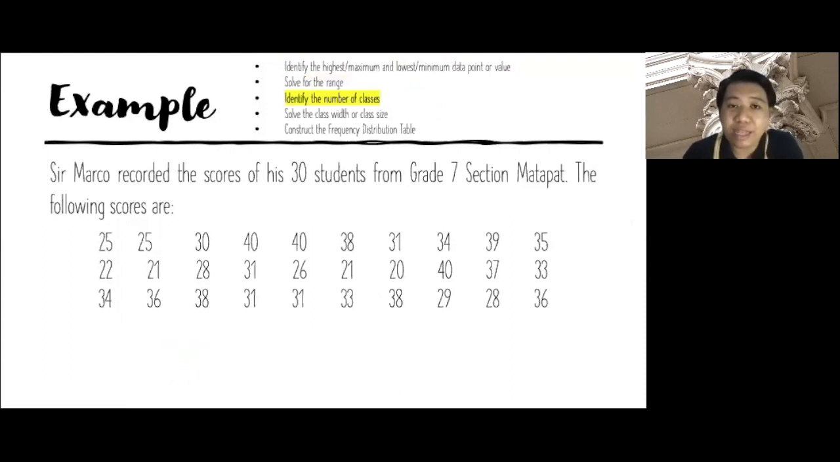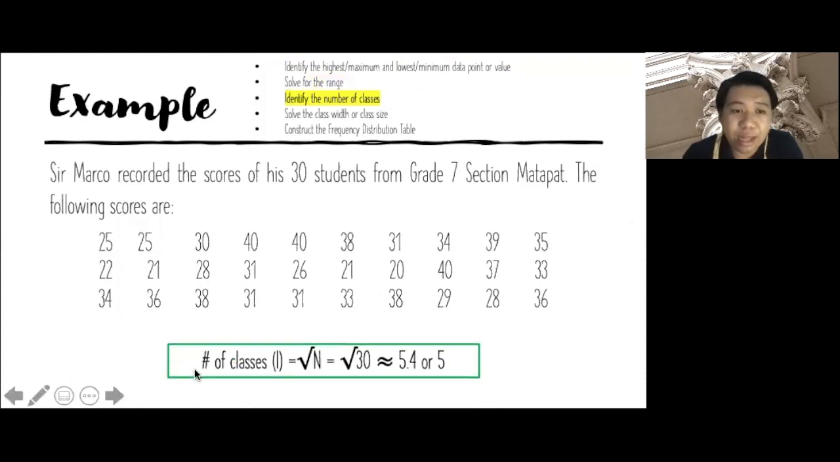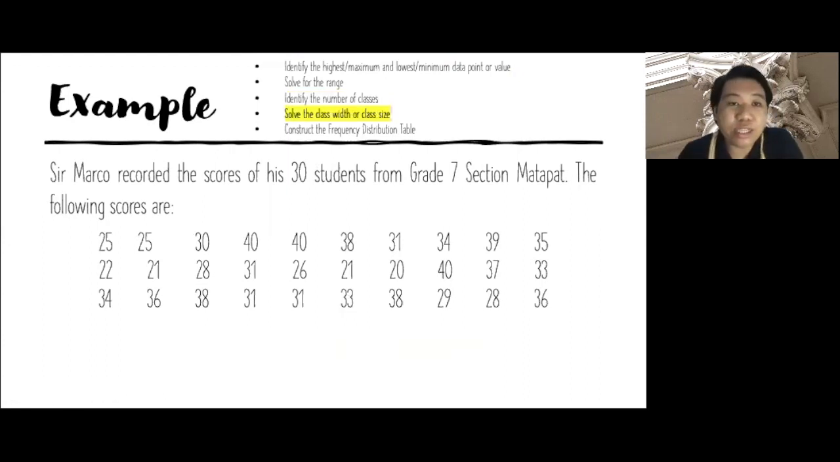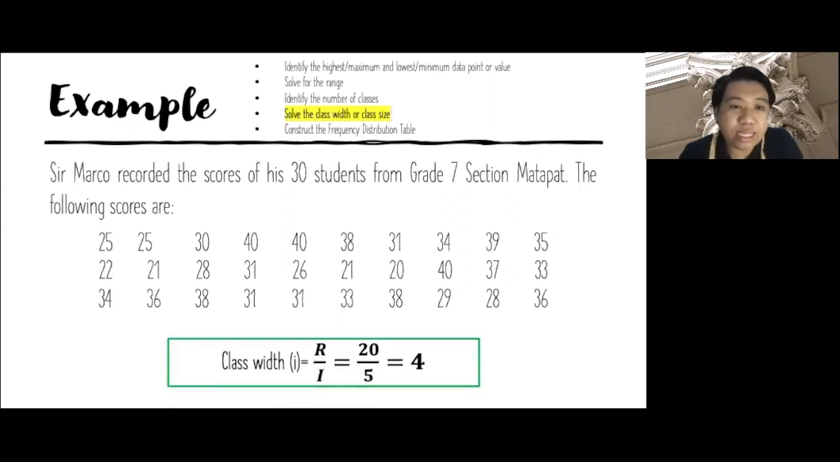Now identify natin yung number of classes. Alam po natin that the number of classes is represented by capital I is equal to square root of n. So alam natin that our participants are 30 students. So ang ating n will be 30. So when we get the square root of 30, it is approximately 5.4, or simplified, 5. So ngayon po, the class width or class size. So class width is equal to R over I. So R, the computed range, is 20. The computed number of classes or I is 5. So when we divide 20 by 5, we will have 4. So ang class width po natin ay 4.